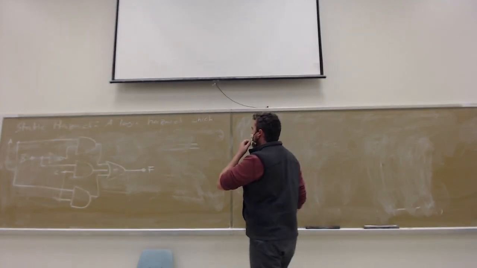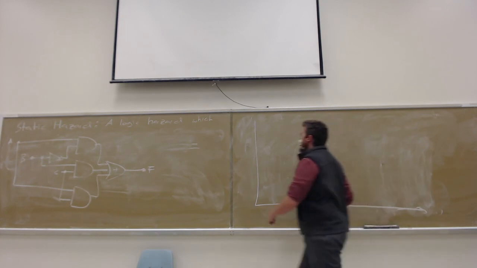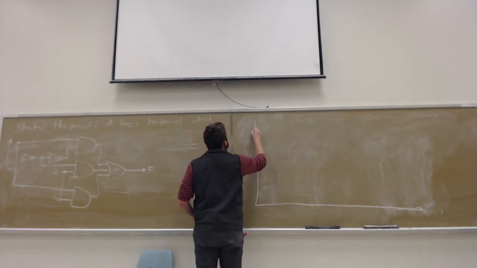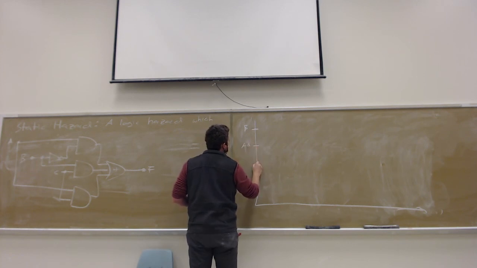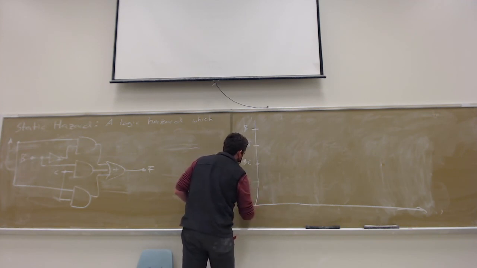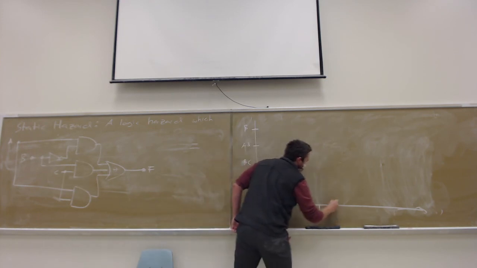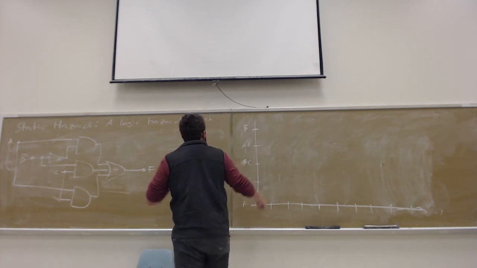Okay, so let's see. Now I'm definitely making a mistake. A and B stay the same. We got B, A and B prime, B and C, and now A and C, and we got F hanging out there at the bottom. B was 1.